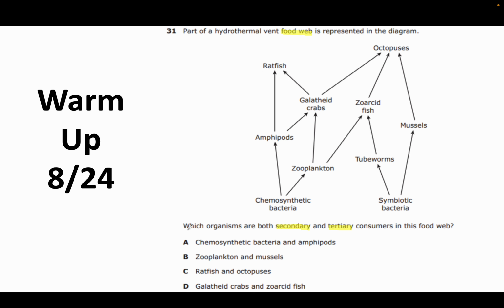All right, in box three, you're supposed to restate the question. Hopefully, you wrote something along the lines of which organisms are both secondary and tertiary consumers. Just shortening the question or basically extracting the essential information for the question is what I expect for you to do in box 3. And I will be checking these when I get back.